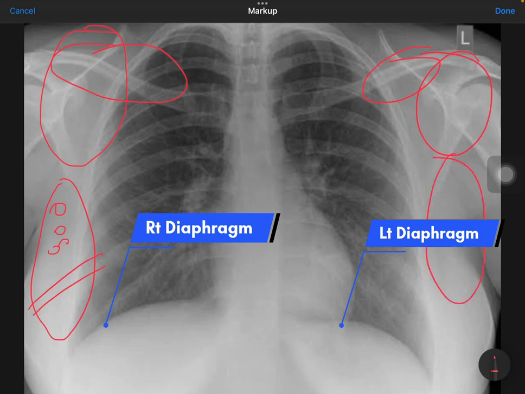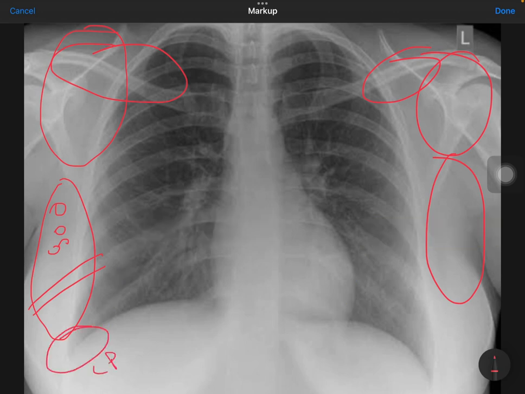Then we go a little inside. We see the CP angle, the costophrenic angle. This is the left CP angle. This is the right CP angle.